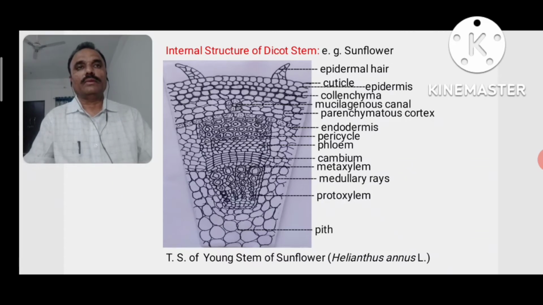Ground tissue is differentiated into two distinct zones, the hypodermis and the cortex. Hypodermis lies below the epidermis. It is made up of parenchymatous cells. Hypodermis forms a continuous band providing mechanical support to the growing stem.